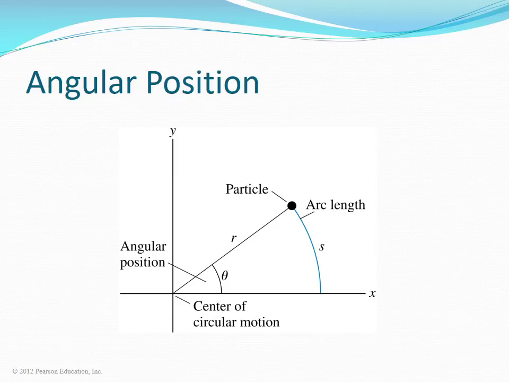We use the angle theta from the positive x-axis to describe the particle's location and call that angle the angular position of the particle. The angular position is positive when measured counterclockwise from the positive x-axis. An angle measured clockwise from the positive x-axis has a negative value. We have been using degrees as our standard unit of measure for angular position.